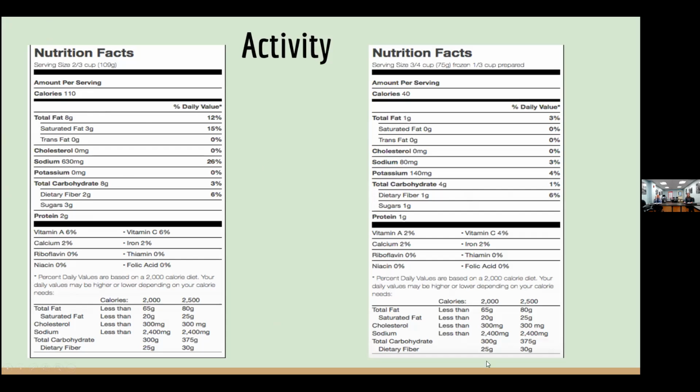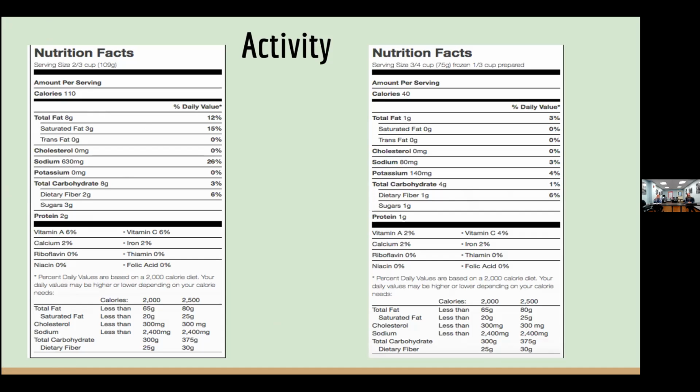What's the difference here? Now these are two products that are very similar from the same producer, from the same brand. Now you see calories, 110 to 40. Something's going on here. Okay, let's come down a little bit further. Look at total fat. All right, 8 grams to 1 gram. There's something going on. I don't know what it is yet, but we'll see.